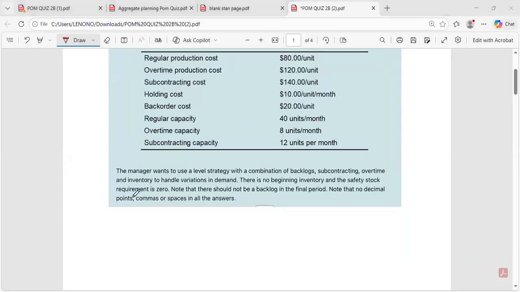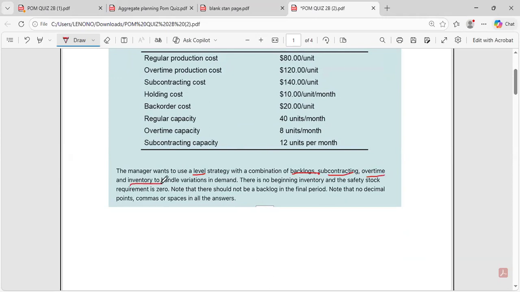So your manager wants to use a level strategy with a combination of backlogs, subcontracting, overtime, and inventory to handle variations in demand. There is no beginning inventory, and the safety stock requirement is 0. And note that there should not be a backlog in the final period. Note that there should be no commas, points, or spaces in all the answers.